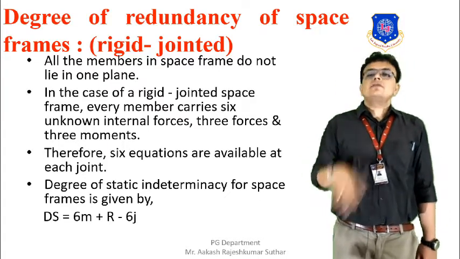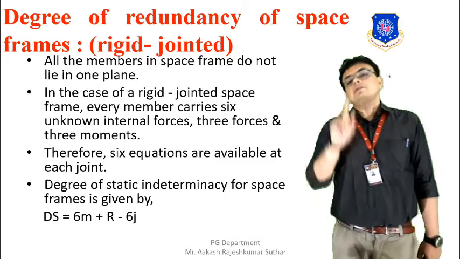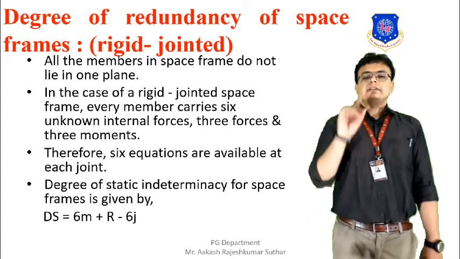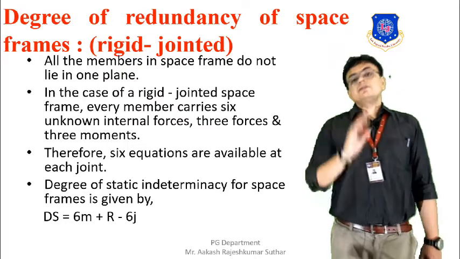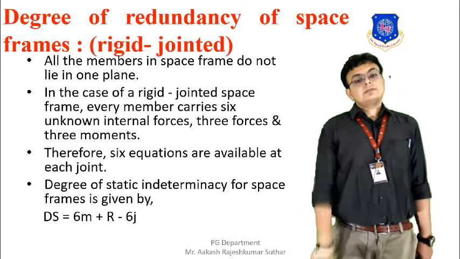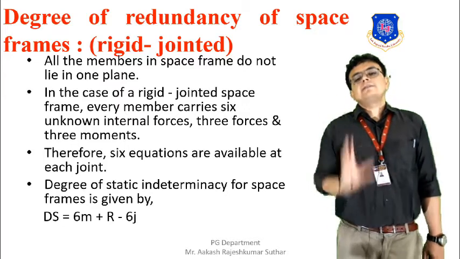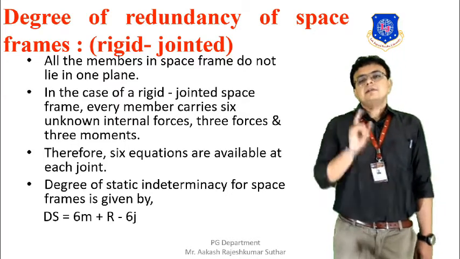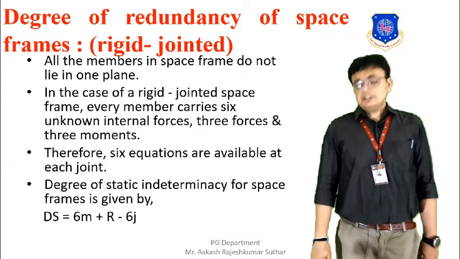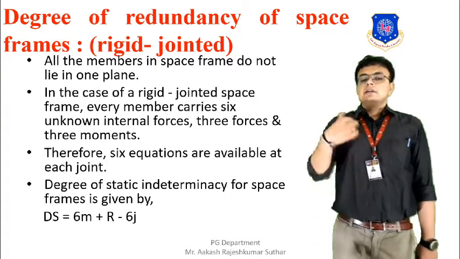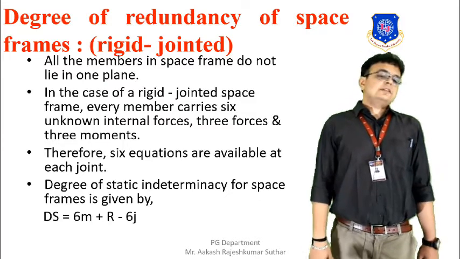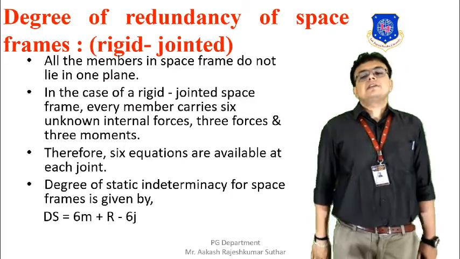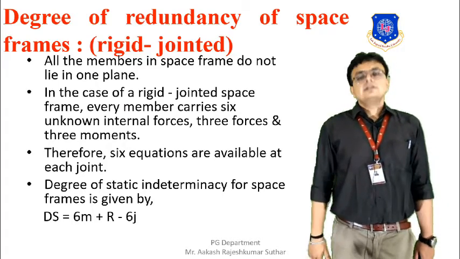This means that for each and every joint, the small r value will be equal to 6. Degree of static indeterminacy can also be determined from a formula, which is basically 6m plus capital R minus 6j. We are using the number of members, the number of reactions at each joint, and also the number of joints. 6m plus R minus 6j is the formula to find the degree of static indeterminacy for a space frame.